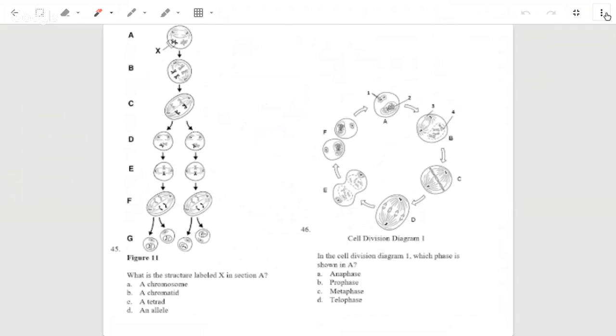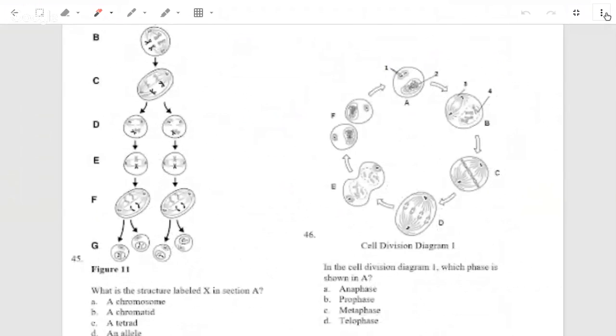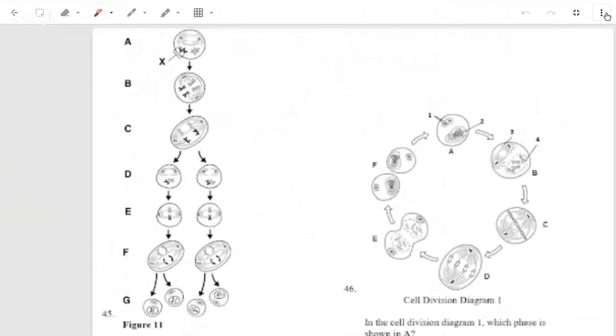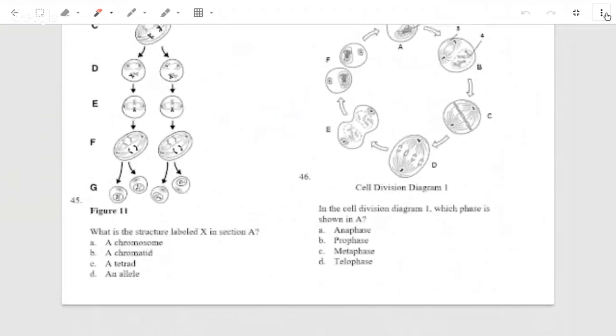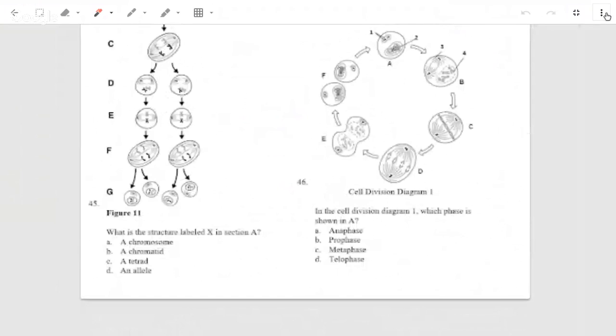Okay. Left side is meiosis. All right, over here on the left. The question really quick. 45, what is the structure labeled X? Where's X at? All the way up there. That's a tetrad.